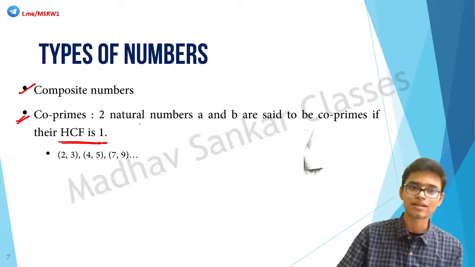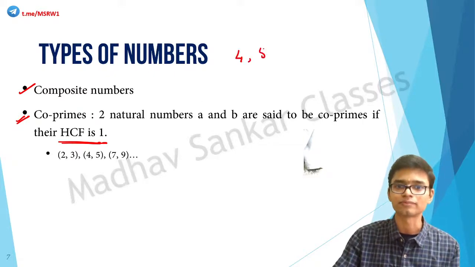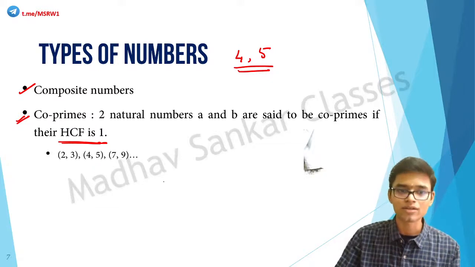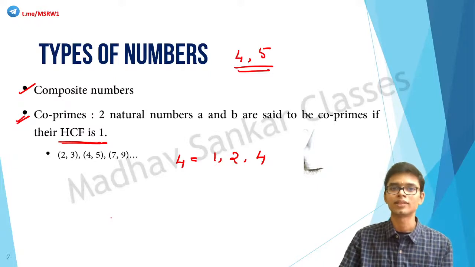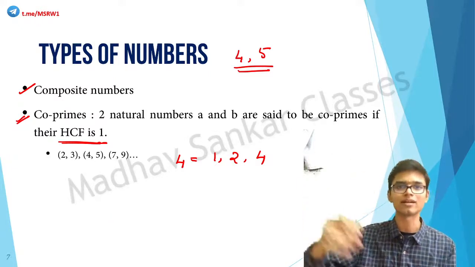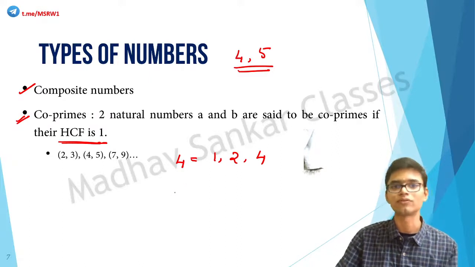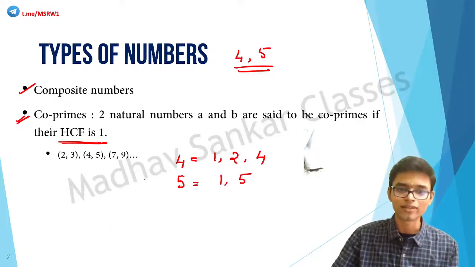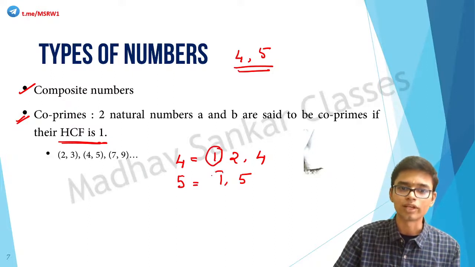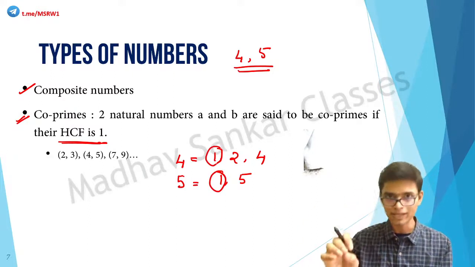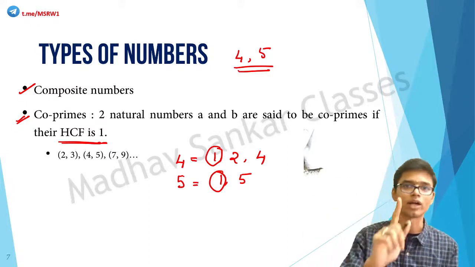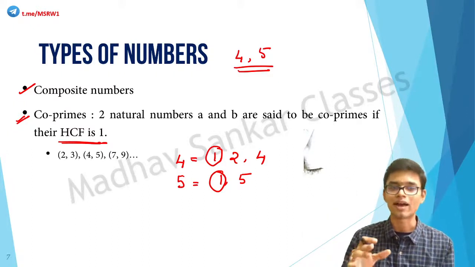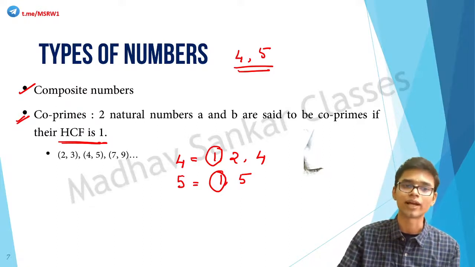Let's consider an example: 4 and 5. What are the factors of 4? Factors of 4 are 1, 2 and 4. Correct. Factors means the numbers which can divide the said number. So 1, 2 and 4 are the factors of 4. What are the factors of 5? They are 1 and 5. If you look at them, the common number is 1 only. There are no other common numbers. So what does that mean? The highest common factor is 1. And two numbers having the HCF as 1 are coprimes.